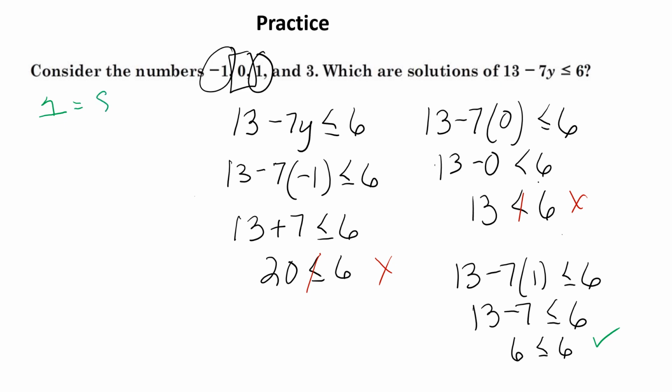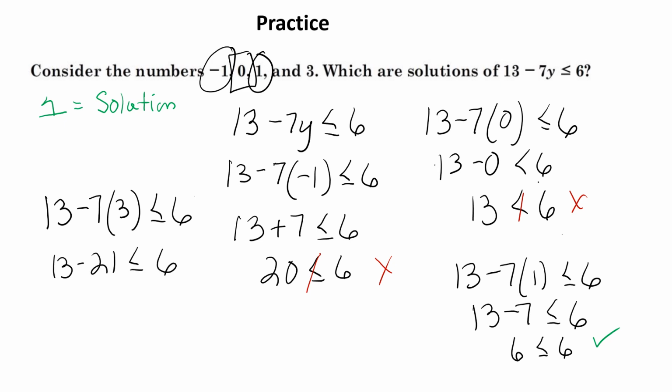So we'll just put solution. Okay, and now let's try the last one, 3. I'm going to come over here. 13 minus 7 times 3 is less than or equal to 6. 13 minus 21 is less than or equal to 6. Well, this is going to give us negative 8 is less than or equal to 6. This is also a true statement. So 1 and 3 are both solutions to that expression.